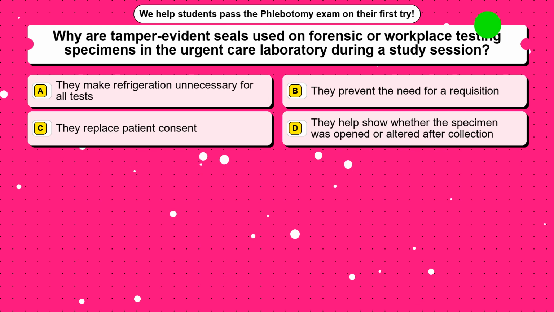Question 48. Why are tamper-evident seals used on forensic or workplace testing specimens in the urgent care laboratory during a study session? Option A. They make refrigeration unnecessary for all tests. Option B. They prevent the need for a requisition. Option C. They replace patient consent. Option D. They help show whether the specimen was opened or altered after collection.